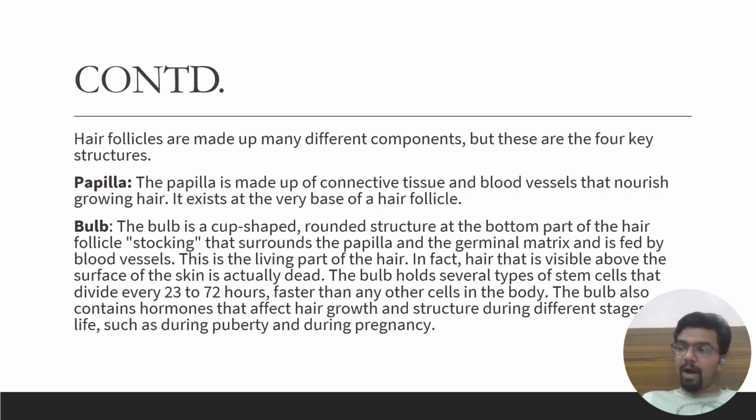This is the living part of the hair, and in fact hair that is visible above the surface of the skin is actually dead. The bulb holds several types of stem cells that divide every 23 to 72 hours, faster than any other cells in the body. The bulb also contains hormones that affect hair growth and structure during different stages of life, such as during puberty or during pregnancy.